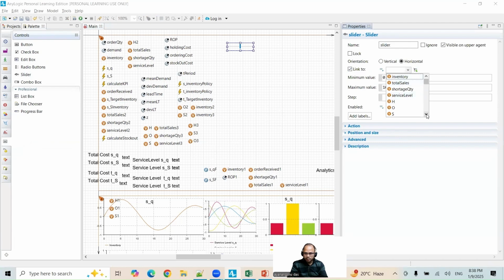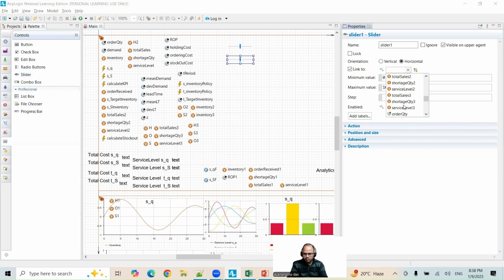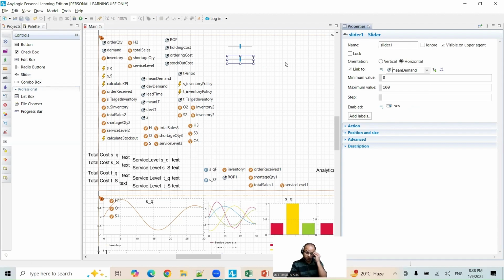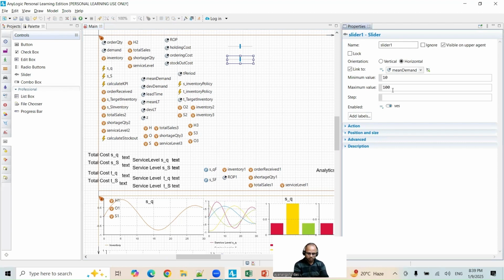So maybe here we want to change the mean lead time, and maybe we want to change the demand also on the fly, the other example that we saw. For the lead time we will have a minimum value of say 2 days to 7 days. We'll have the mean demand between 100 to 300.